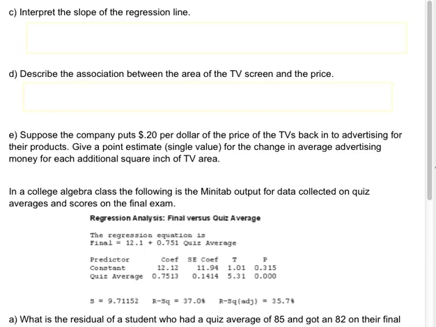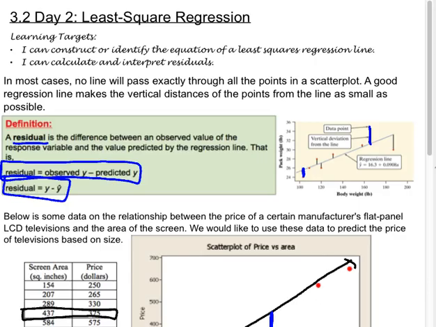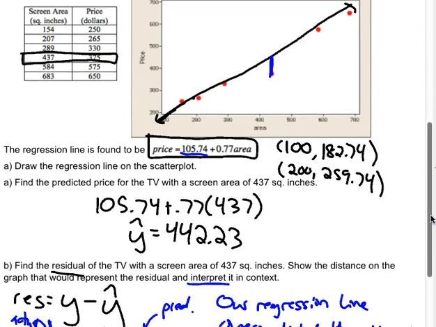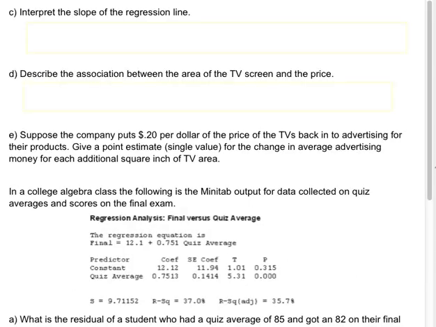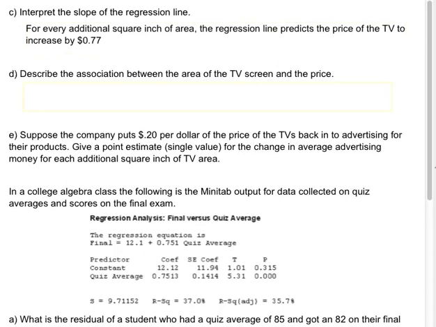So remember slope. Slope says when x goes up by 1, it tells you how much y is predicted to change by. X is area. So whenever we go up by 1 square inch, the predicted price is going to change by, and here I believe the slope is 0.77. So when the area of the TV increases by 1 square inch, the price is expected to go up by 77 cents.